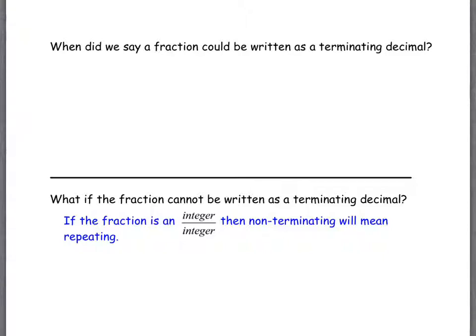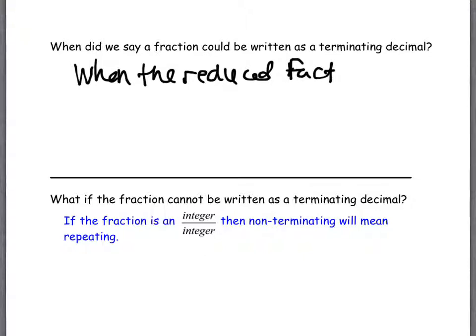So when did we say that a fraction could be written as a terminating decimal? What were our conditions upon which that would happen in the homework you just did? 2 and 5. Okay, so it was when the reduced fraction, the simplified fraction... So what is it about 2's and 5's as it relates to a reduced fraction? What are we looking for? The factors of the denominator.